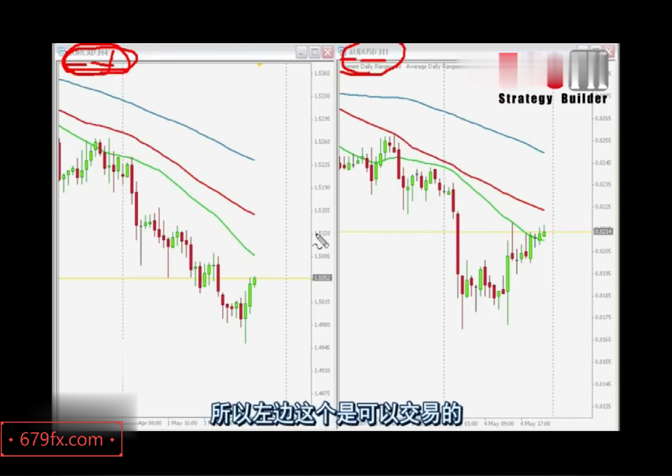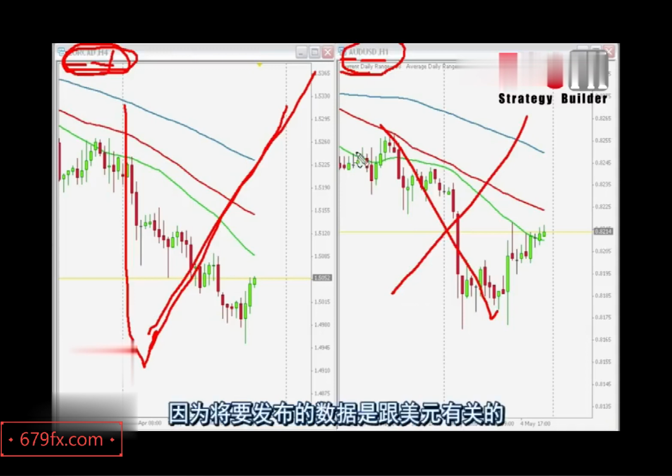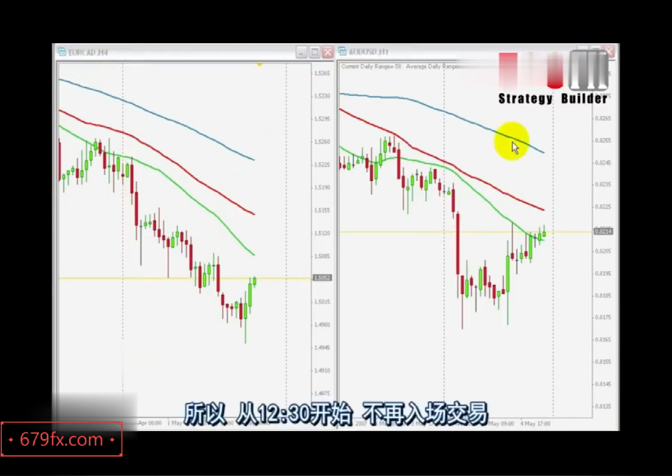Okay, so you are good to trade at 2:30 in this currency pair. Okay, this one is a go, but this one is a no-go. All right, because it's related to the American dollar, and there are 2 economic releases coming out from America at that time. Okay, so it was 2:30, so that means that from 12:30 we cannot take, or I personally don't take, any trade.